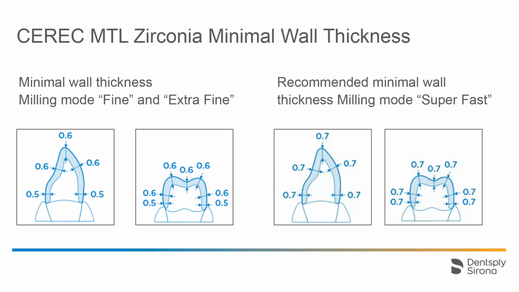First, we will provide an overview of the minimum wall thickness for crowns in the anterior and the posterior region. For the milling modes fine and extra fine, a minimal wall thickness of 0.5, respectively 0.6 millimeters, which is 500 respectively 600 micrometers, is required. However, for the milling mode superfast, it is recommended to increase the occlusal and radial minimal wall thickness to 0.7 millimeters, which is 700 micrometers. Detailed information about this topic is included in the CEREC MTL zirconia instructions for use.